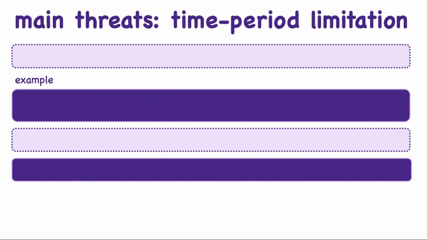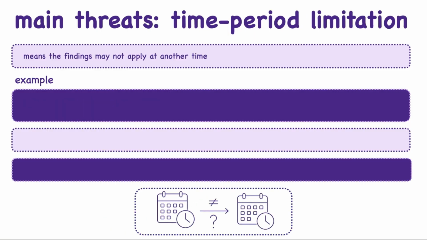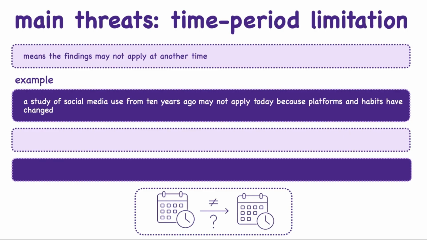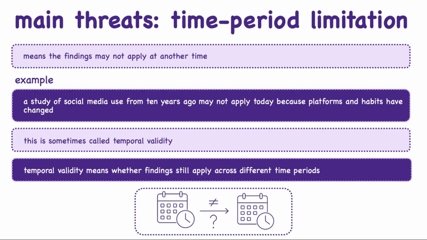A time period limitation means the findings may not apply at another time. For example, a study of social media use from 10 years ago may not apply today because platforms and habits have changed. This is sometimes called temporal validity. Temporal validity means whether findings still apply across different time periods.